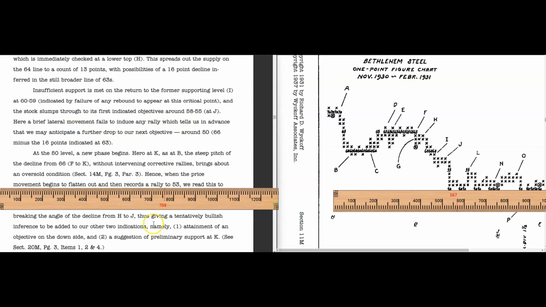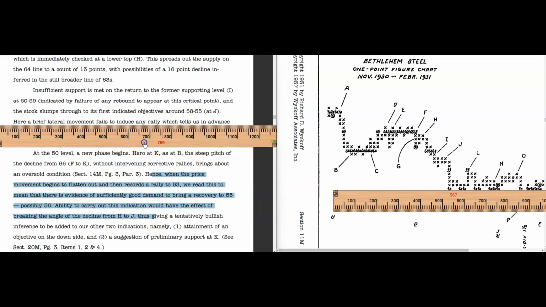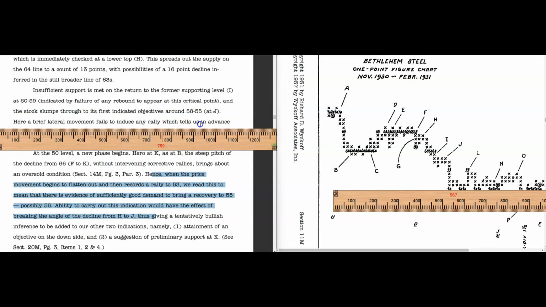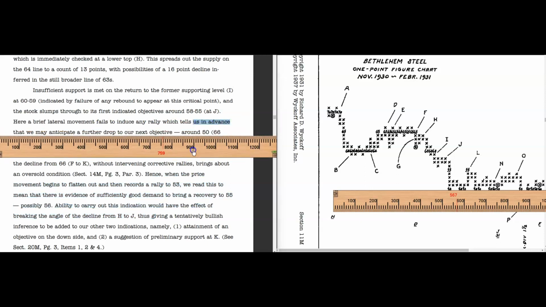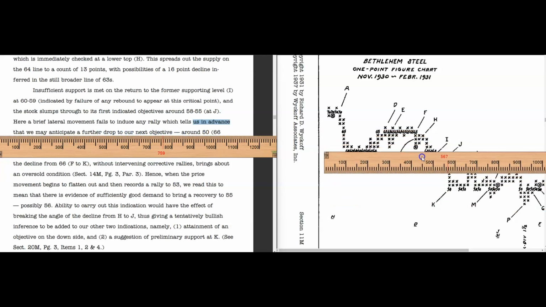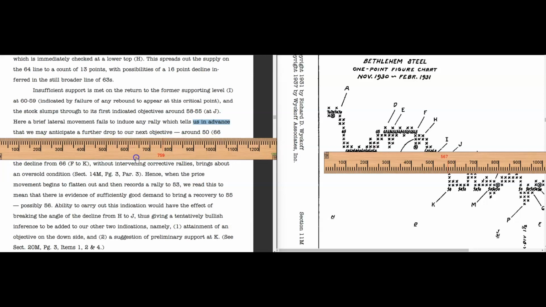See, where it says here, a brief lateral movement fails to induce a rally, which tells us in advance that we may anticipate a further drop to our next objective. Meaning, if your first target is tagged and there is no rally or weakness, it goes sideways, that tells us look to the next target, next price objective.